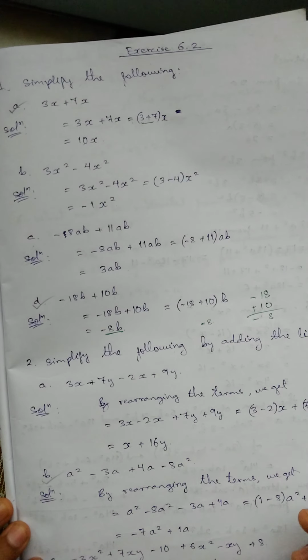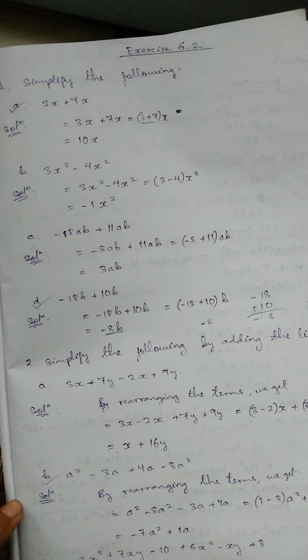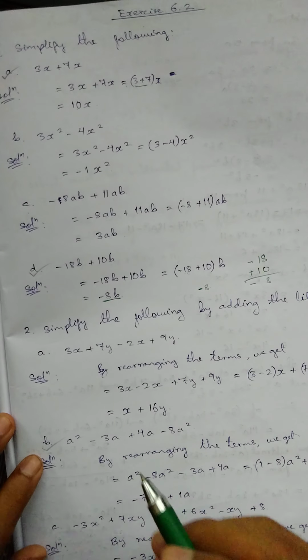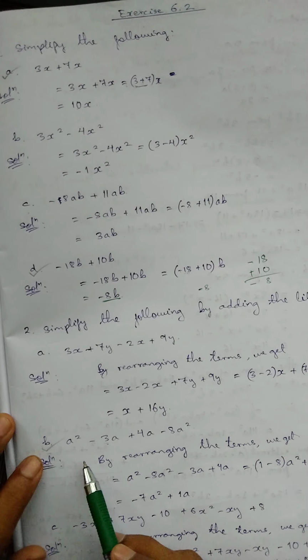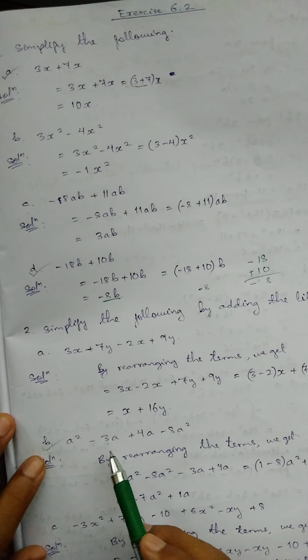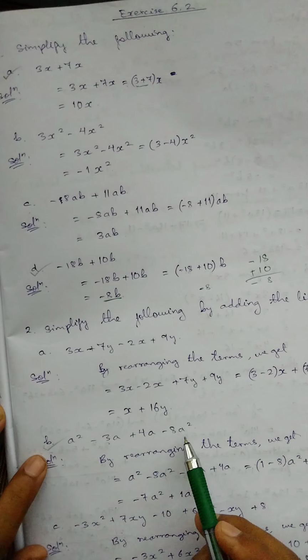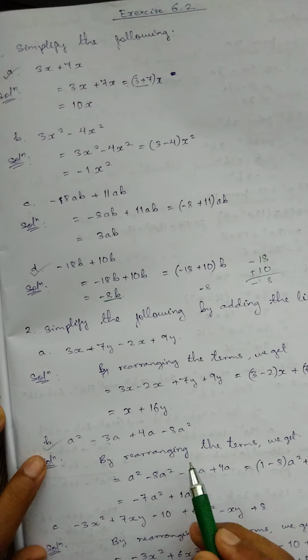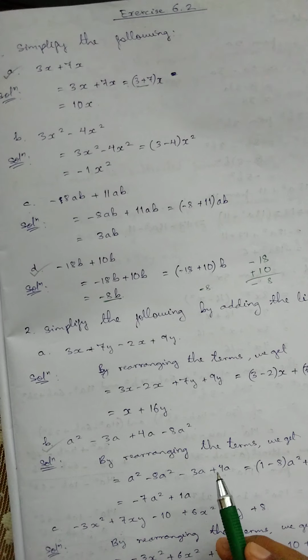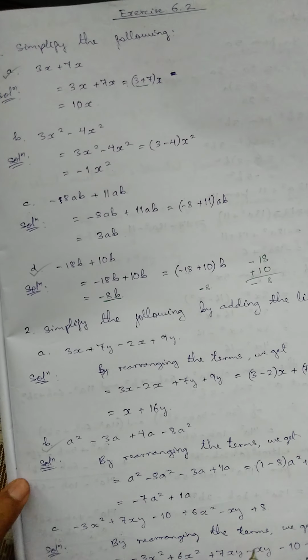Now coming to question number 2, simplify the following by adding the like terms. By adding the like terms, that means we need to rearrange also. As you can see in question number B, it is almost similar to question number 1, but the only thing is in this question number 2 we have different types of terms. In question number B, we have a squared minus 3a plus 4a minus 8a squared. Now what we can do here is rearrange the terms, because it is easier to calculate if we rearrange the terms first.